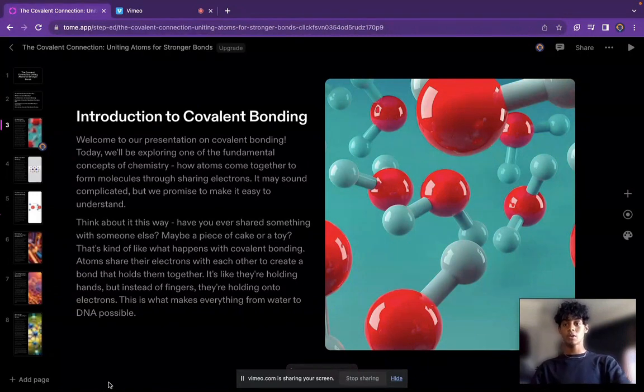Today we'll be exploring one of the fundamental concepts of chemistry, how atoms come together to form molecules through sharing electrons. It may sound complicated, but I promise to make it easy to understand. Think about it this way. Have you ever shared something with someone else? Maybe a piece of cake or a toy? That's kind of like what a covalent bond is. Atoms share electrons with each other to create a bond that holds them together. It's like they're holding hands, but instead of fingers, they're holding onto electrons. This is what makes everything from water to DNA possible.